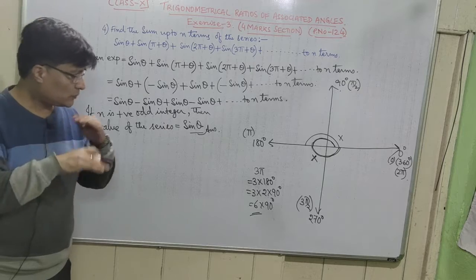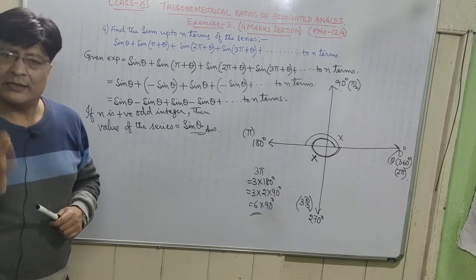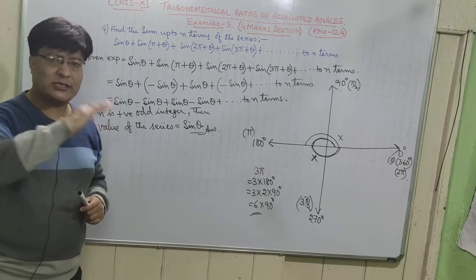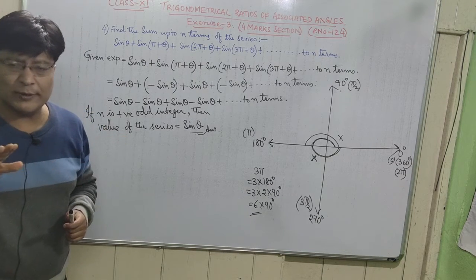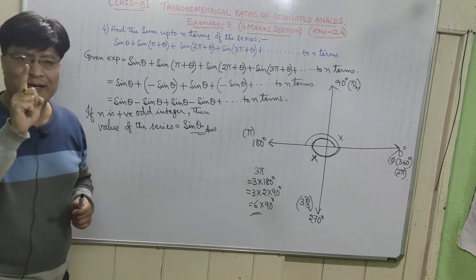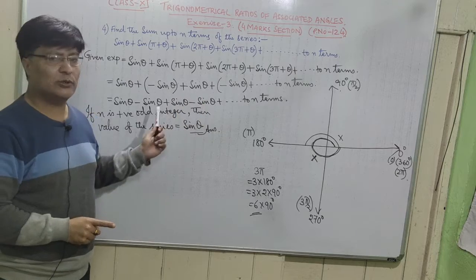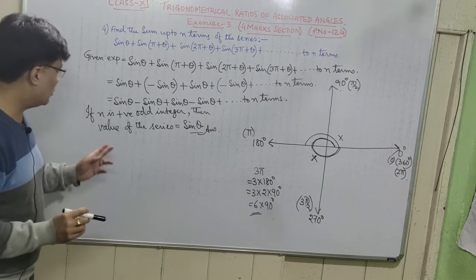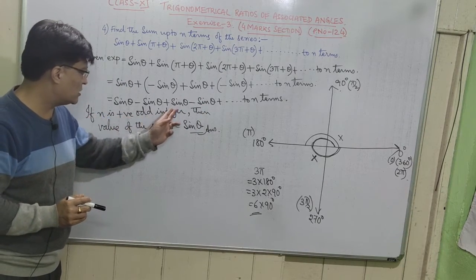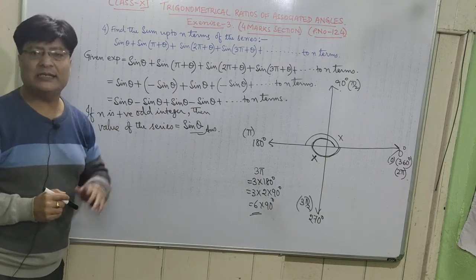If you have n is equal to 9 terms, then from the first till the 8th term, all the terms will be cancelled and there remains only one term, that is the 9th term, which is equal to sine theta. So if n is a positive odd integer, then what is the value of the series? It is sine theta.